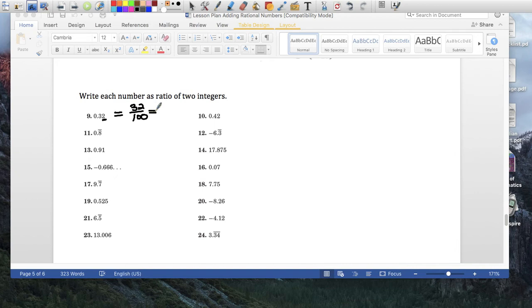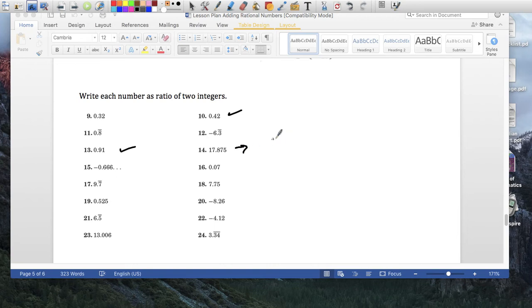If you'd like to simplify, you can. Divide it by 4, that's 8. Divided by 4, this is 25. So 8 over 25. And you can see that this is an integer, and that's an integer. So if I can express it as a ratio of integers, it's a rational number. So this takes care of this one, which you can do.